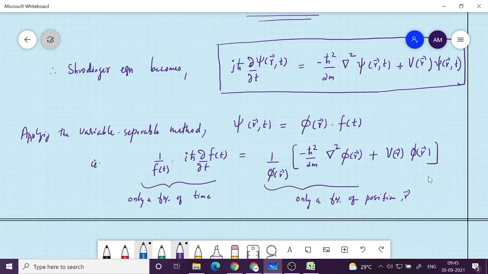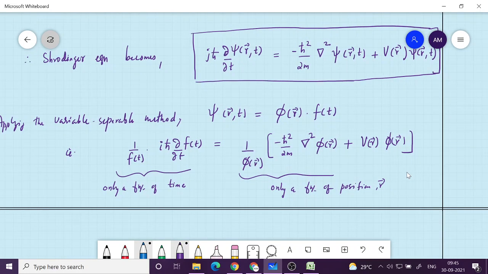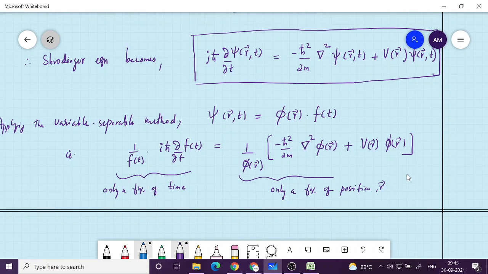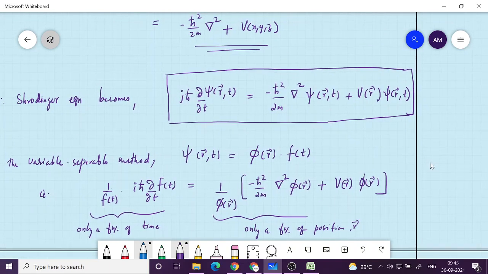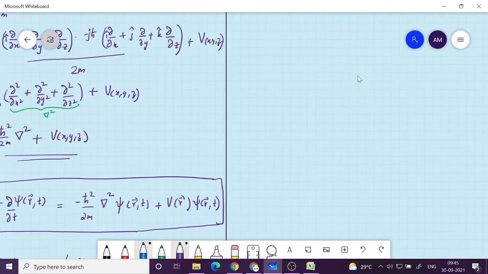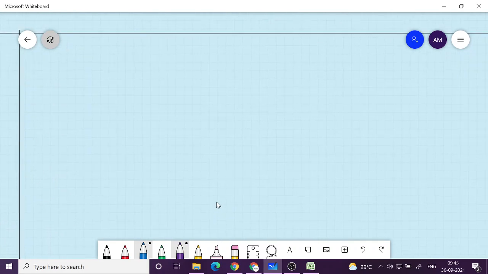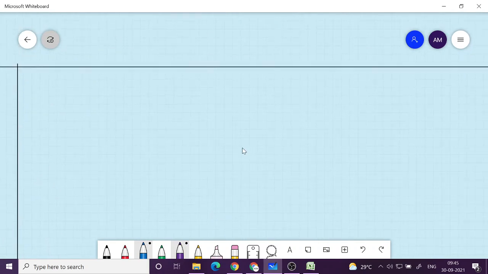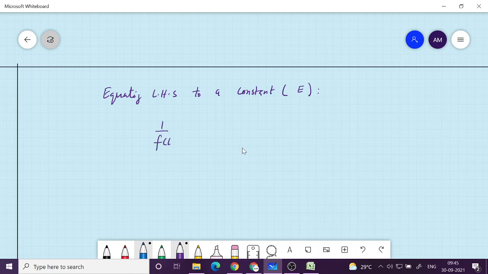So in such cases, equality is only possible if both are a constant; that is the only way it can be satisfied. So if you assume it as a constant, and we will name that constant as E, equating the LHS to a constant, that is E. So what we will get, we had 1 by f of t into not I, j.